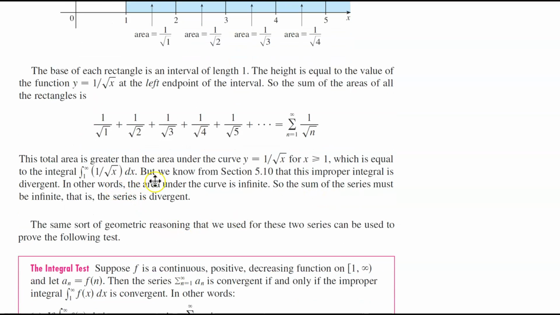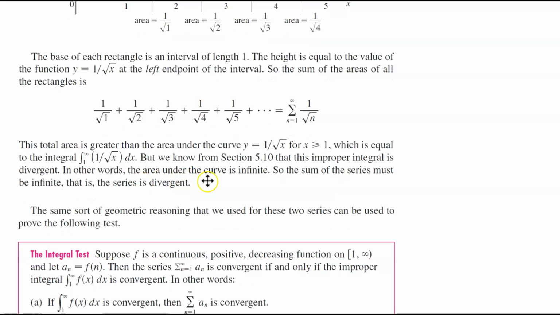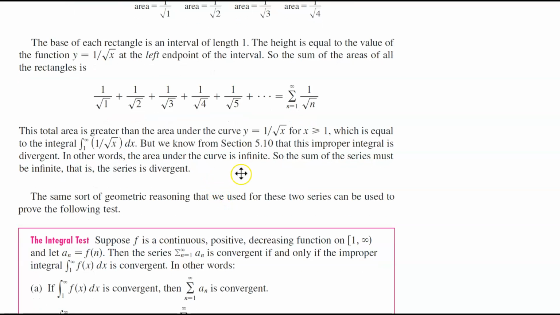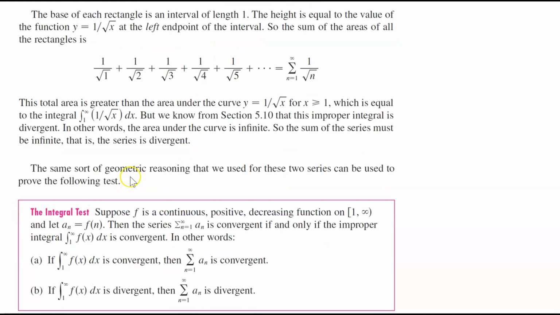This total area is greater than the area under the curve y equals 1 over the square root of x for x greater than or equal to 1, which is equal to the integral from 1 to infinity of 1 over the square root of x dx. But we know from section 5.10 that this improper integral is divergent. So in other words, the area under the curve is infinite. So the sum of the series must be infinite, and that is, the series is divergent.